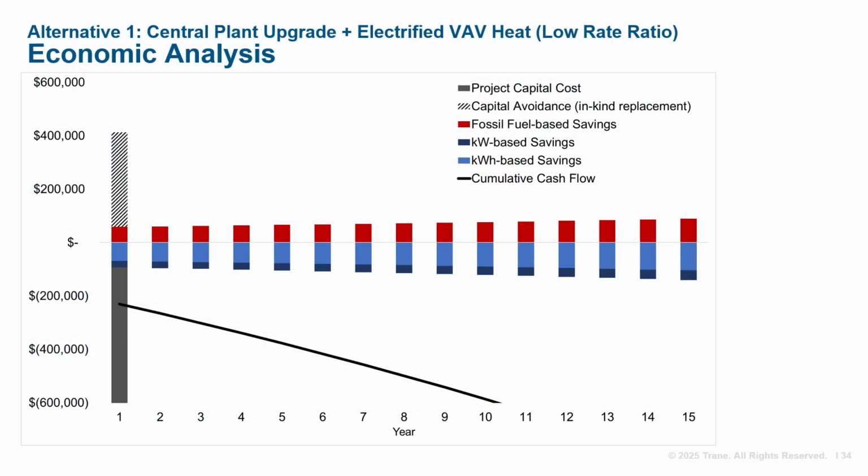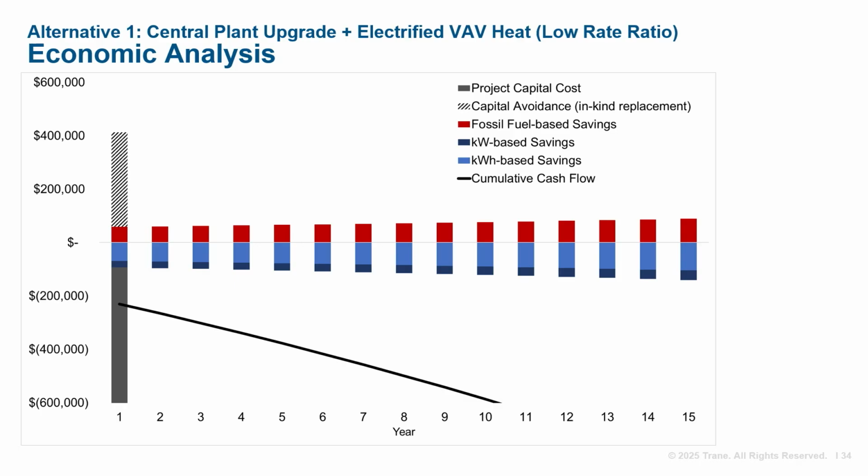Finally, we have the cumulative cash flow line in black. This is the running total of expenses plus income. In our case, income is avoided costs through savings. Here, the cash flow starts in the negative, indicating the alternative investment cost exceeds the baseline investment cost.